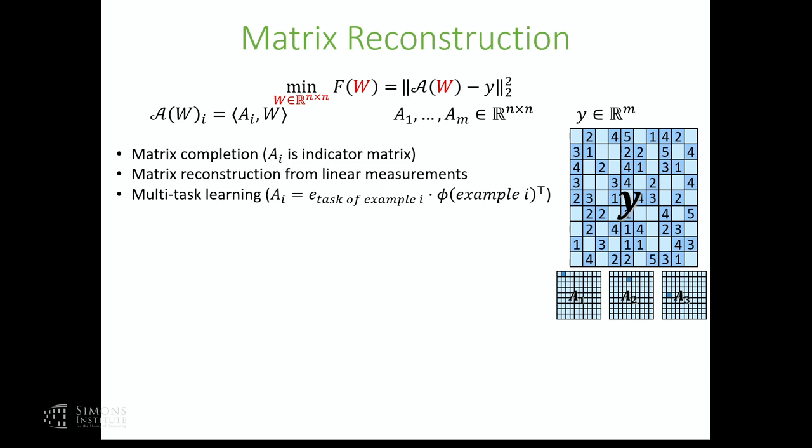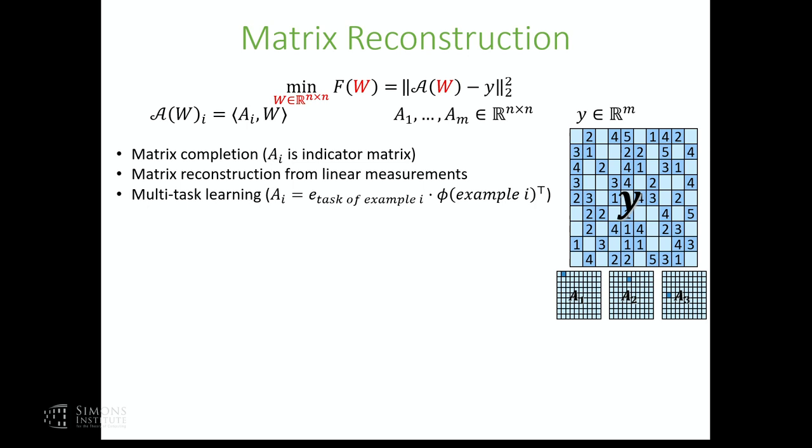It's reconstructing a matrix W based on linear measurements A, but if these linear measurements are just indicators, you can think of it as matrix completion. You observe some of the entries of the matrix, and you want to complete the rest of the entries. We can write this as a least squares problem, where we have our observations and we want to minimize the error. Our training objective is just to minimize the error in the observations. And W is going to be all possible matrices, n by n matrices in this case.